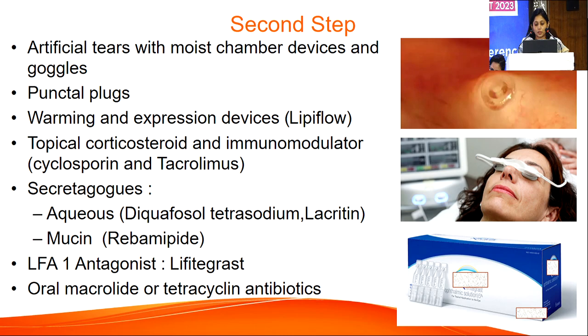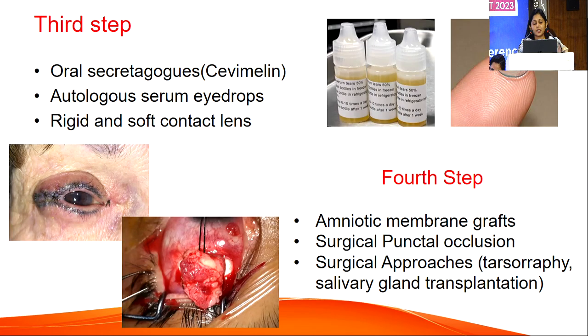Secretagogues are the new things in the armamentarium, like aqueous secretagogues, diquafosol, lacritin or mucin secretagogue rebamipide, or LFA-1 antagonist, lifitegrast, can be added. Then oral macrolide and tetracycline antibiotics can also be added. If these fail, then the third step could be addition of oral secretagogues like pilocarpine and cevimeline, autologous serum eye drops, rigid and soft contact lenses.